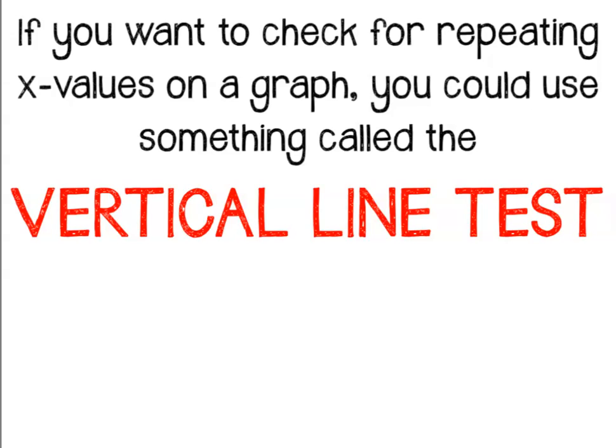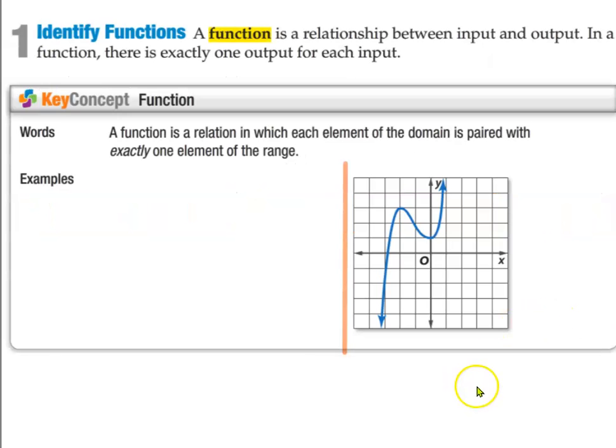But if I don't give you a list of numbers and all you have is a graph, then what could you use to look for repeats? You can use something called the vertical line test. So if you have a graph and you take your pencil or your finger or any imaginary vertical line, and you scan it from left to right, and it never touches your blue graph more than one place at a time, then you're a function.